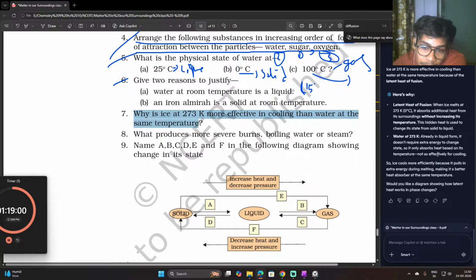So if its temperature is low, then it will take more heat. If its temperature is not high, then it will not take any more heat. That's all.